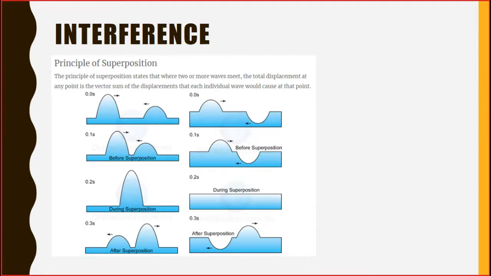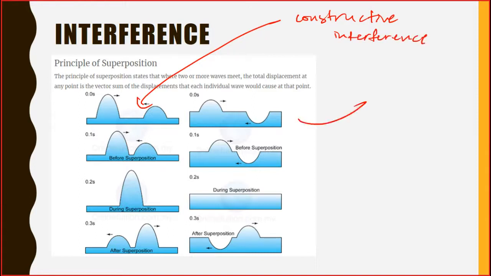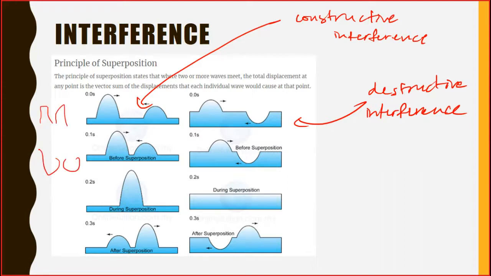Okay, I just want to make sure you know the names. This one is called constructive interference. This one is called destructive interference. The idea is that when two troughs or two crests meet, they are going to construct each other, making them much bigger, very very big. But if one meets the inverted one, it is going to be destroyed. Destructive interference.